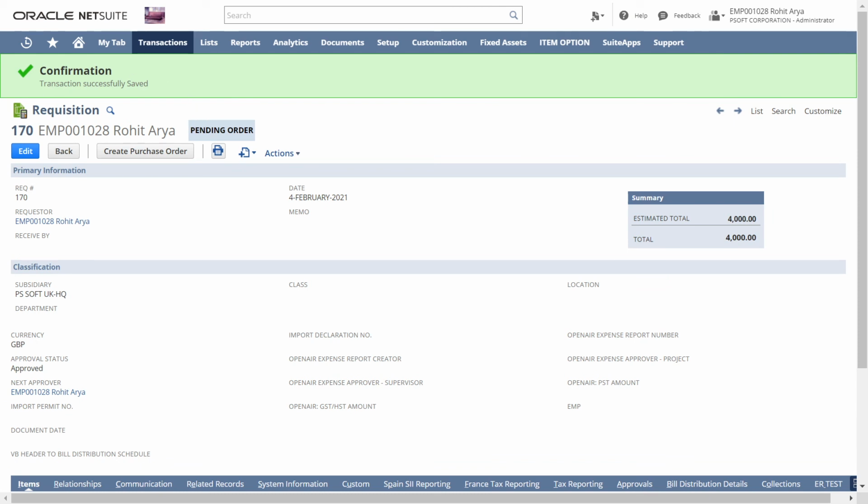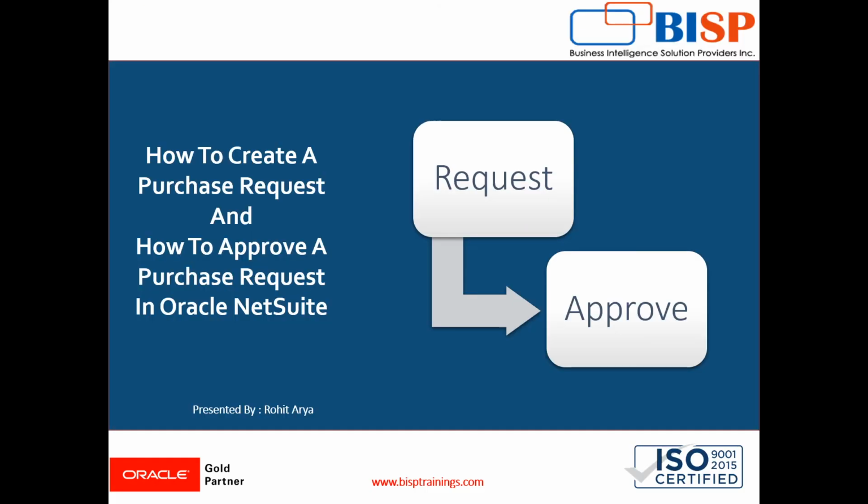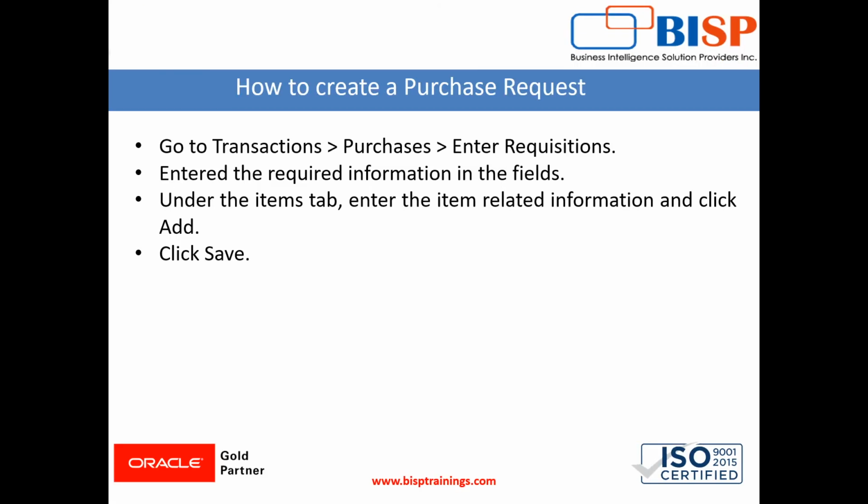So now the status has changed from pending approval to pending order since we have approved this requisition. Now let's take a quick review of what we have done in this video. To create a purchase request, we went to the transactions and then the purchases, and we went to enter requisitions, and we entered the desired information needed in the respective fields, and then we entered the details of the items and we saved it.